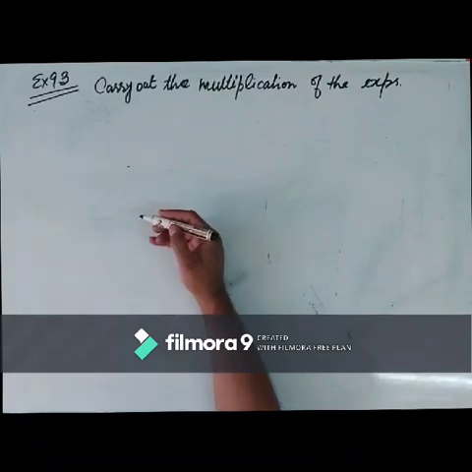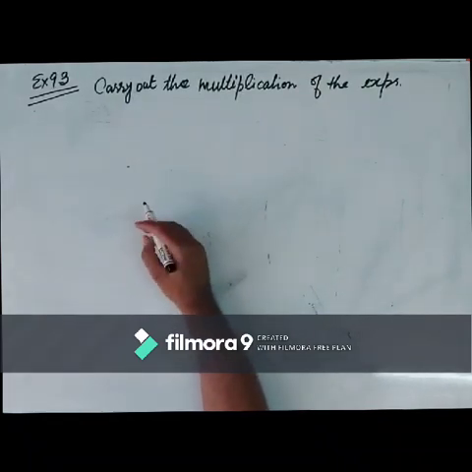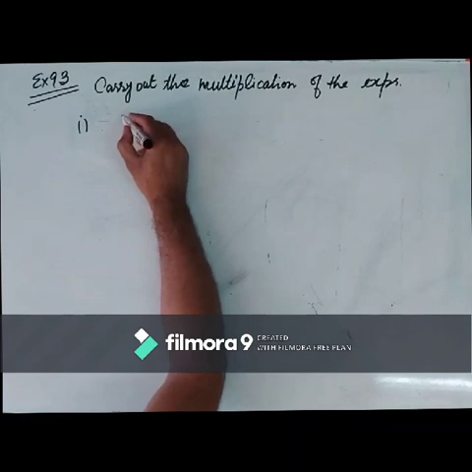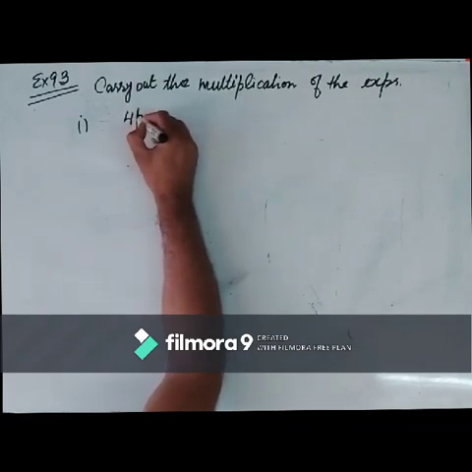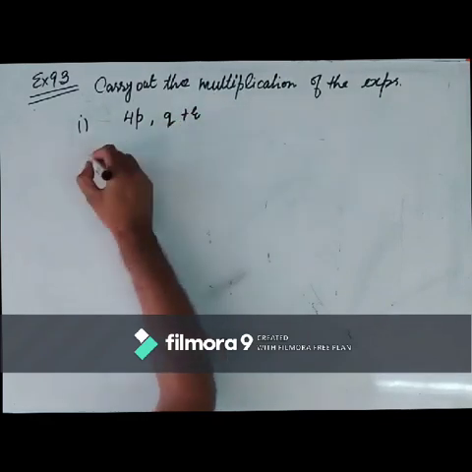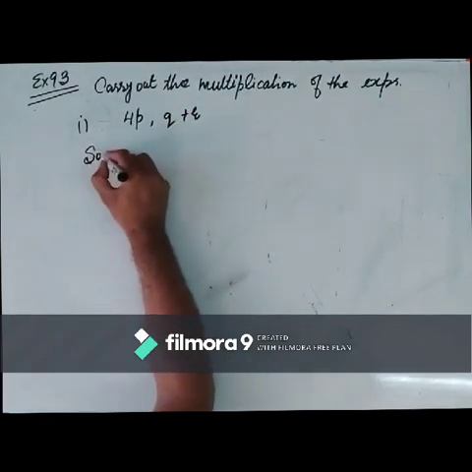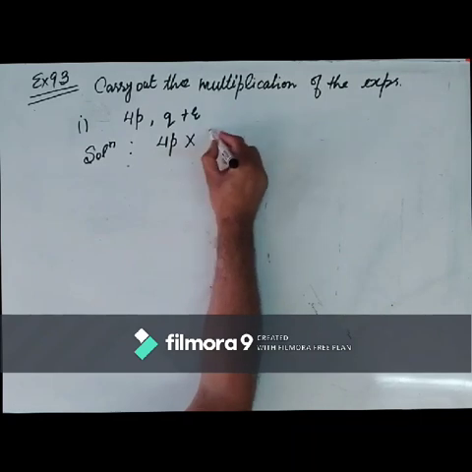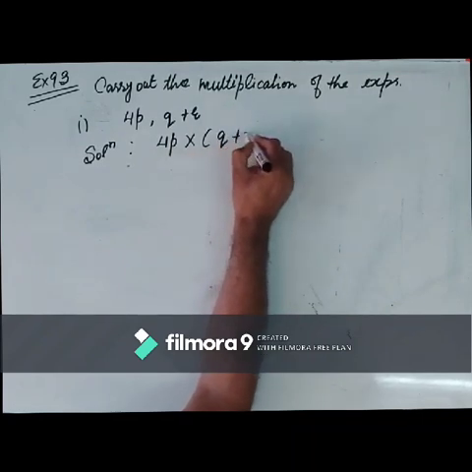In exercise 9.3, question number 1, carry out the multiplication of the following expressions. We will perform some questions here having the multiplication of the monomial and binomial. So look how we solve these questions. This is 4p, which is to be multiplied with q plus r.